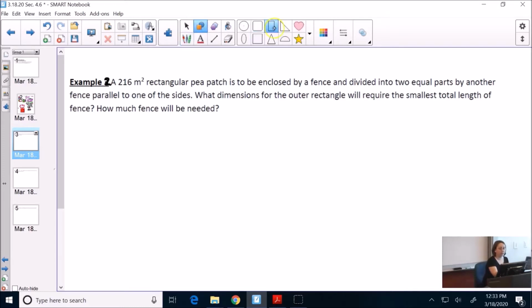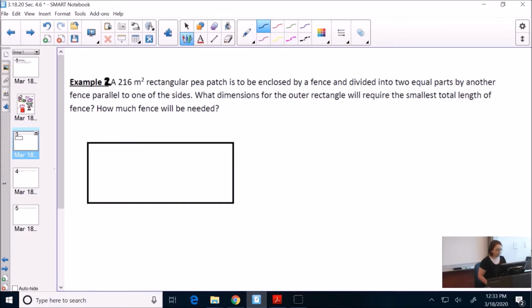Alright. First of all, we have a rectangular patch that we're trying to fence. It says 216 square meters. What is that? Meters squared. If you think about it, the units are squared. What is this information? This is actually the area. They are telling us the total area of our patch has to be 216 meters squared. They say it's going to be enclosed by a fence and divided into two equal parts.